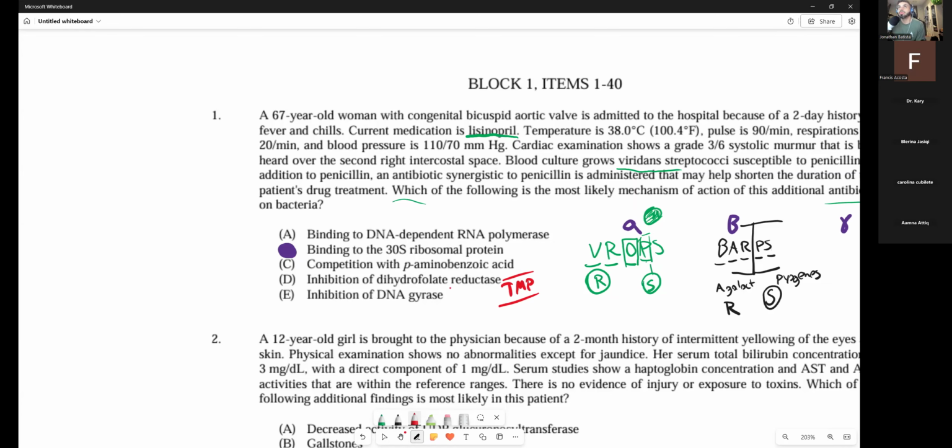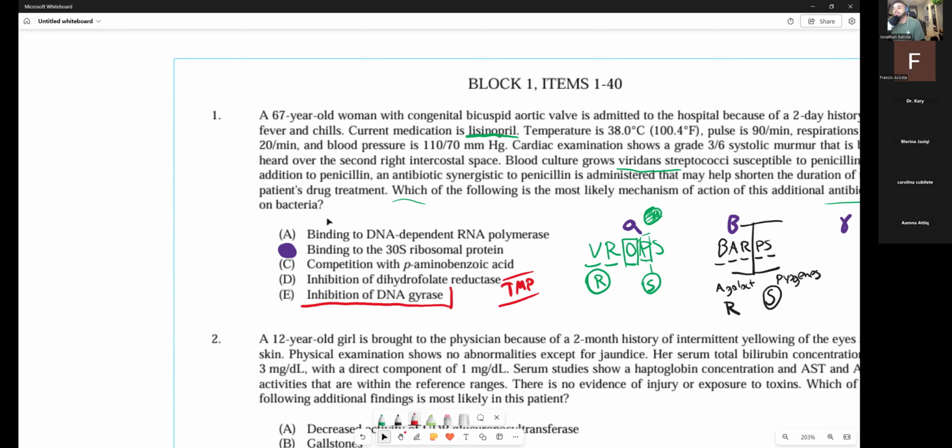Inhibition of DNA gyrase. Which one is that one, guys? Fluoroquinolones. Yes. Pablo, I know you meant to write sulfadiazine instead of sulfosalicine. Yeah. Fluoroquinolones is correct, guys.